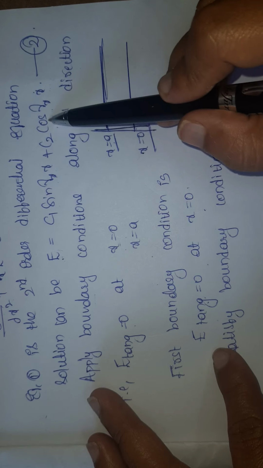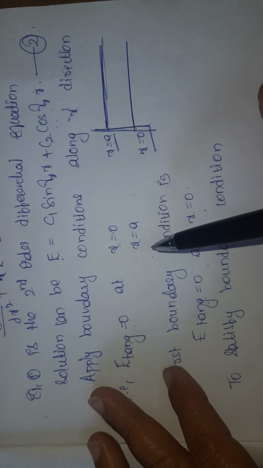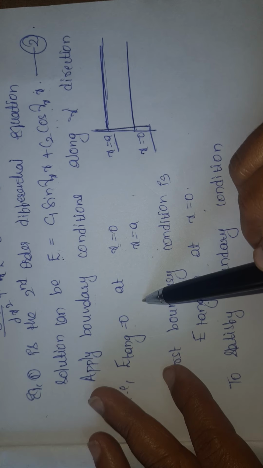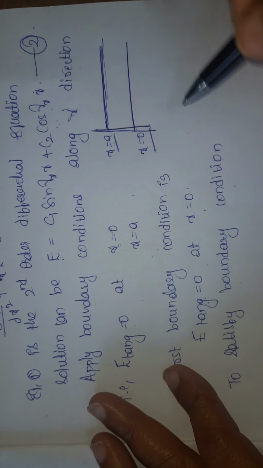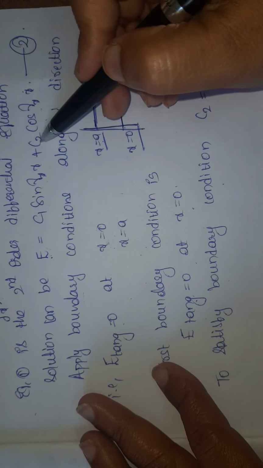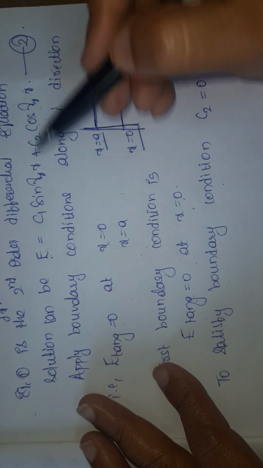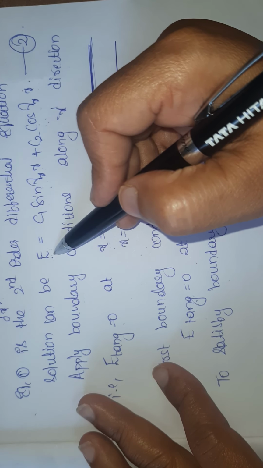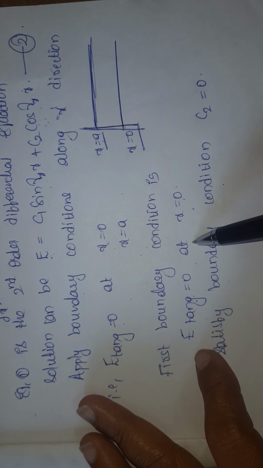So the C2 term is present. This equation 2 is not satisfying the boundary condition, but equation 2 must satisfy the boundary condition. So to satisfy the boundary condition, C2 must be 0. If C2 is equal to 0 and I substitute x is equal to 0, this term will be 0, this term will be 0, and I'll get E tangential equal to 0. So this condition is satisfied.